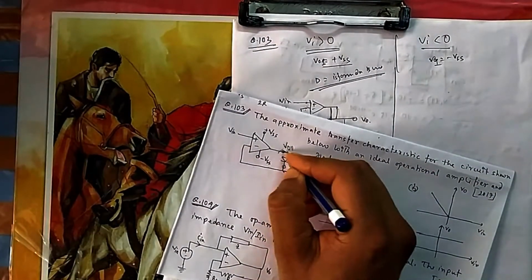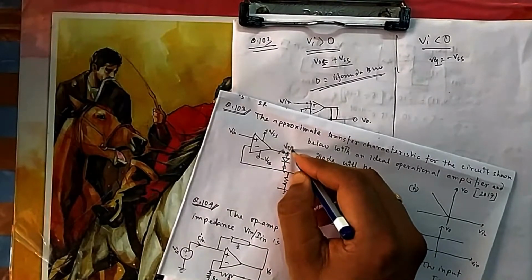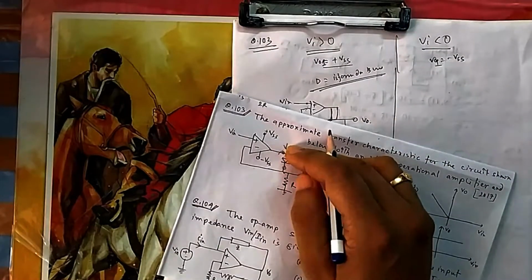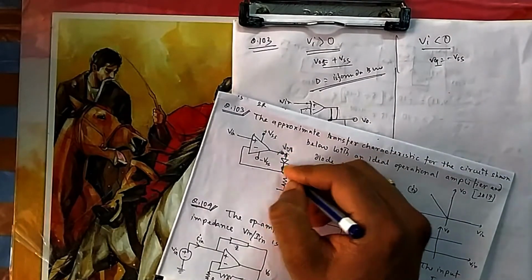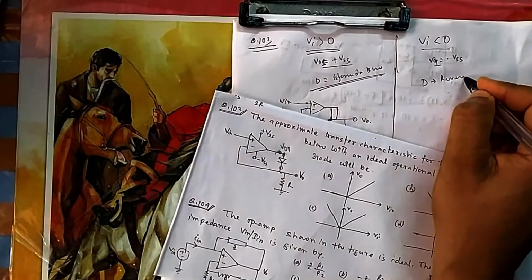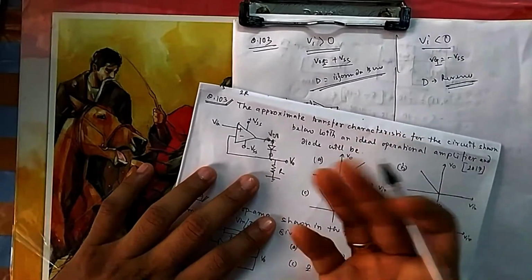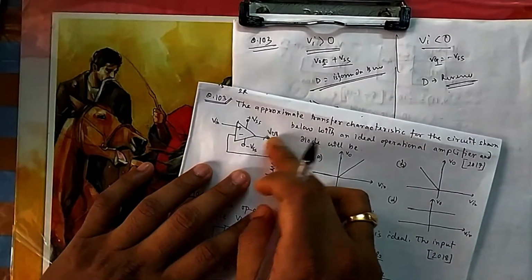Because initially this is your output. If the diode is forward biased, then it is passed on to you. Otherwise it will remain at this one. So V01 is equal to minus VSS. This is minus VSS, this is 0. So this diode is reverse biased. So no need to think forward. If the diode is reverse biased, then stop. No need to analyze it further.